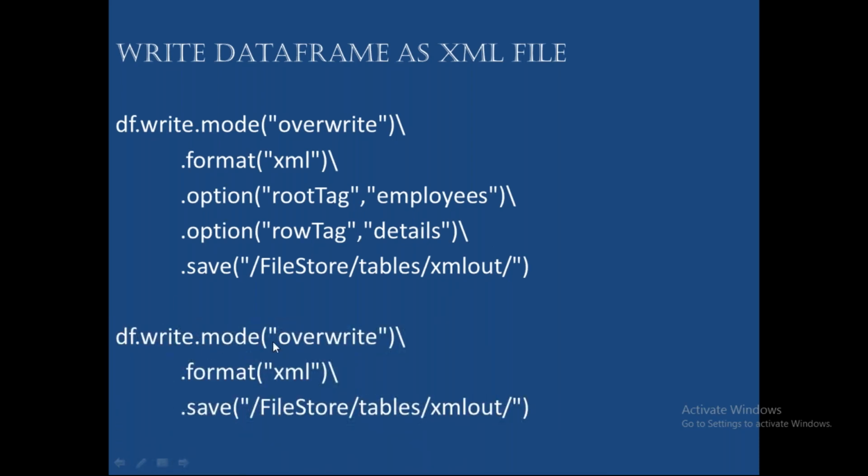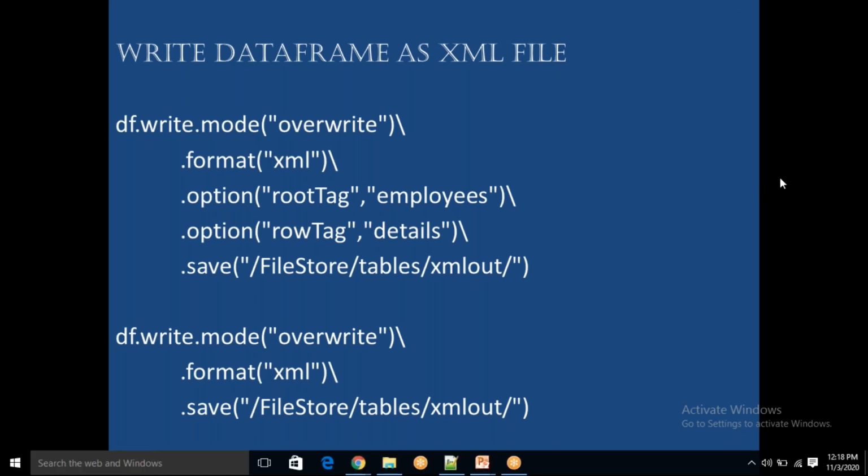See here, df.write.mode overwrite. Here I am not mentioning the rootTag and rowTag. What are the default values it will take? The rootTag is going to be rows and the rowTag is going to be row. Then I can write data into this particular folder. But that is not the XML format.